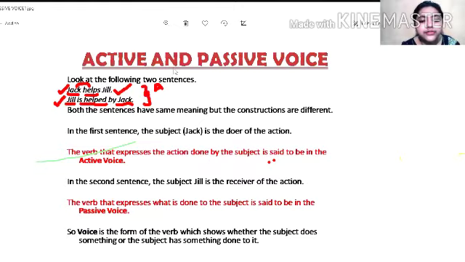So we can make out very clearly what voice is. It is the form of the verb which shows whether the subject does something or the subject has something done to it. Whether the subject is performing the action or whether the subject is receiving the action. So we use this name for this chapter: active and passive voice. Active voice is when the subject is doing the action, and passive voice is when the subject is receiving the action.